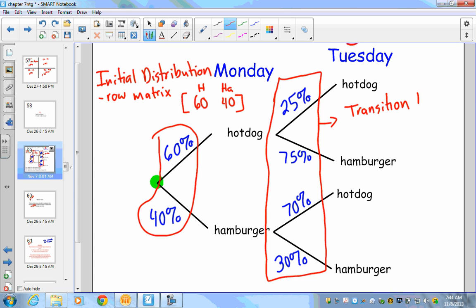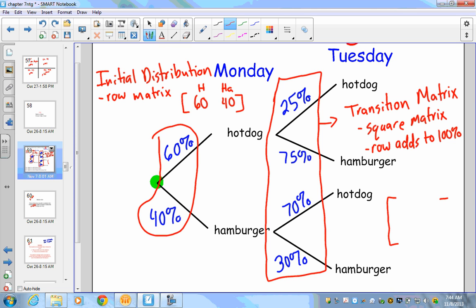A transition matrix. Now, one thing about a transition matrix is that it is a square matrix. All right, so it's a square matrix. Also, another thing to note is that each row adds up to 100%, and I'll explain that in a second. So we're dealing with four numbers and it has to be a square matrix, which means we are going to be dealing with a 2 by 2 matrix.